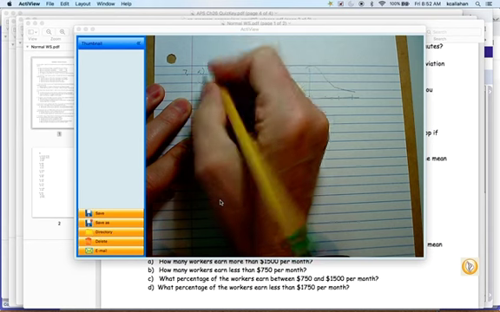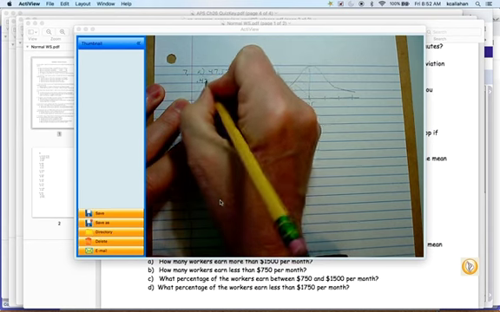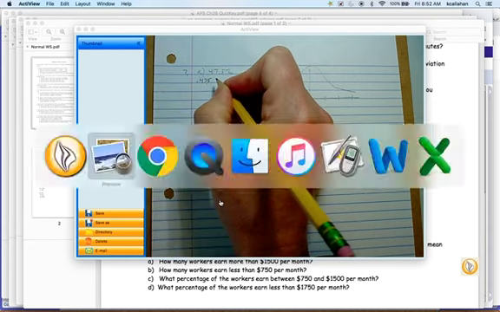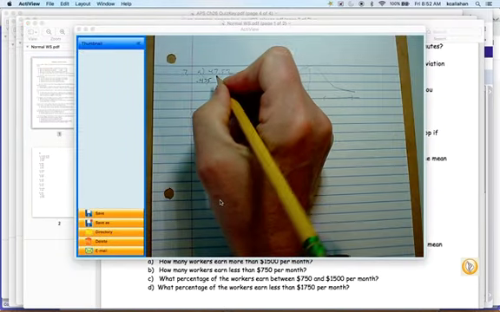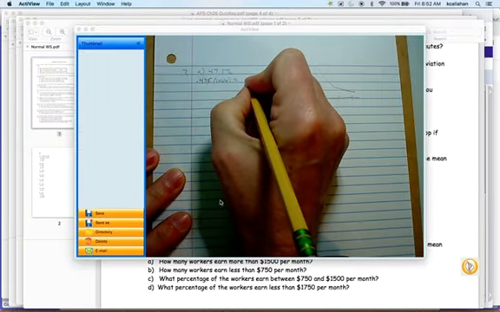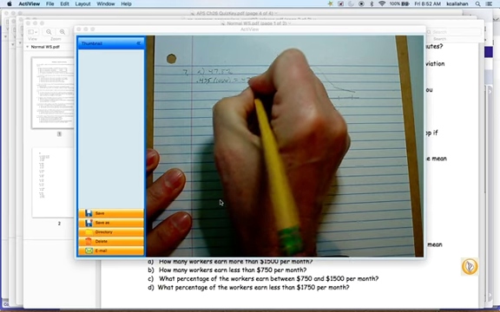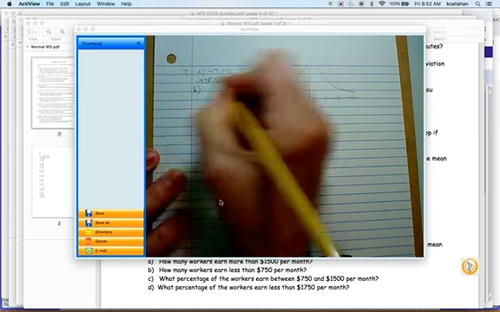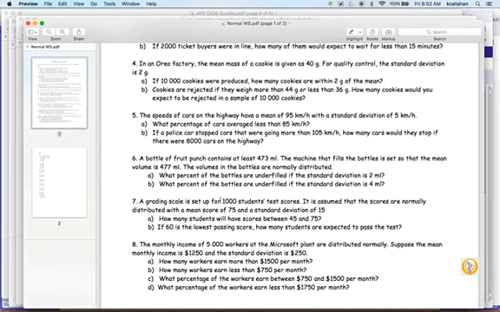Which is 0.475 times 1,000, right? 1,000. Which should be 475. And B, if 60 is the lowest passing score, how many students are expected to pass the test?